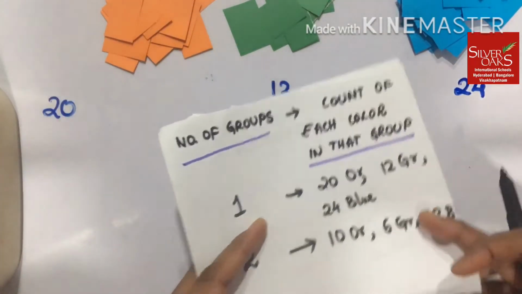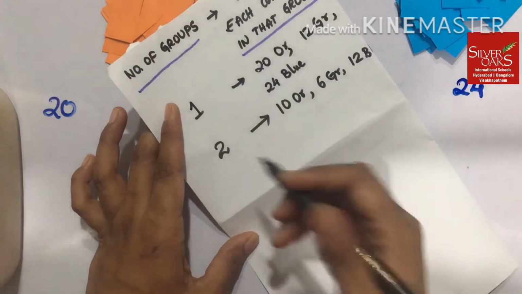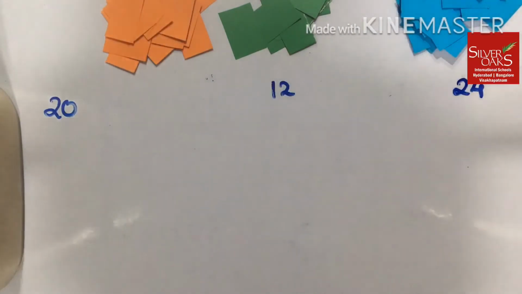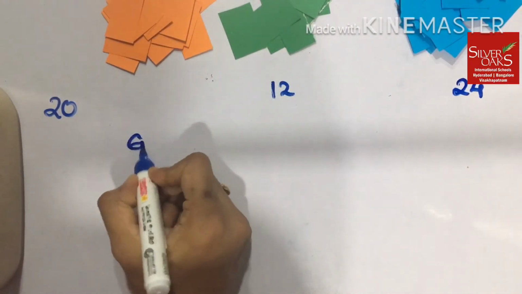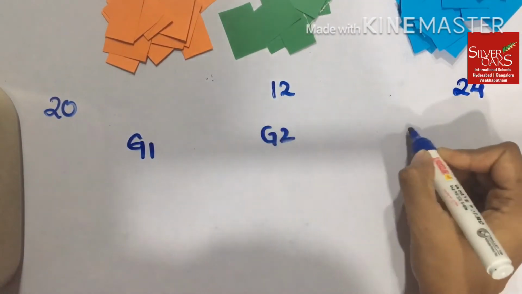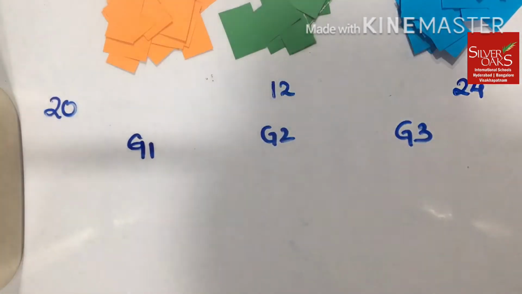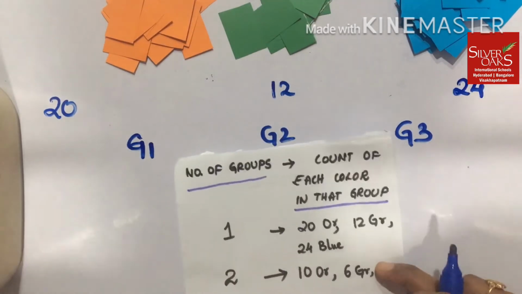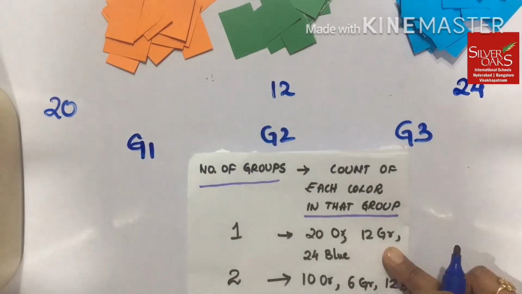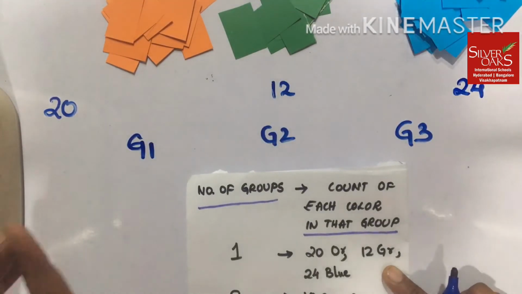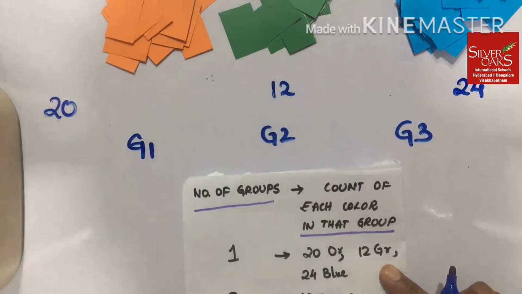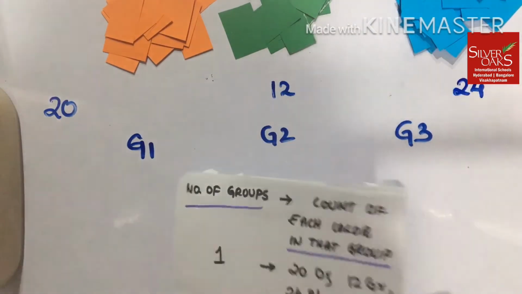So after 2, let me try with the 3. If I want to have 3 groups, this is my group 1, group 2, group 3. I wanted to have 3 groups. Okay, how many of each color should I put in each group so that all the groups will have the same number of colors? Similarly, I am not leaving anything behind.